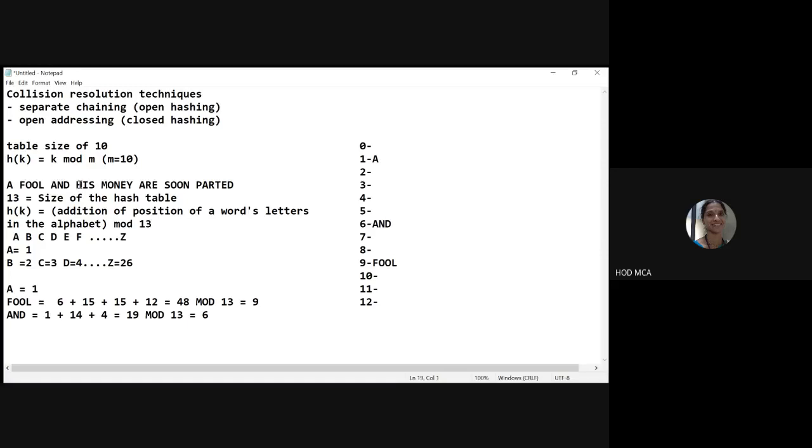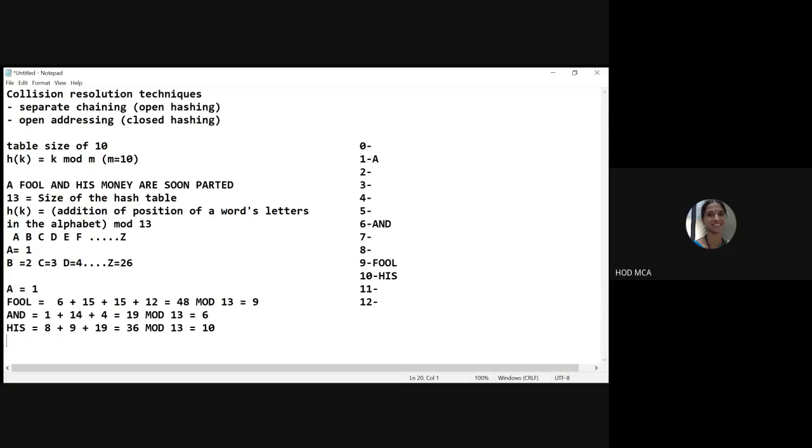Next we have is his. How do we calculate for his? H is what? H is 8. So keep this table ready beside you so that it will become easy. I is 9. Then we have S. S is 19. So 8 plus 9 plus 19 will come up to 36. 36 mod 13 would be 10. So in the 10th location, you will be storing his. All right.